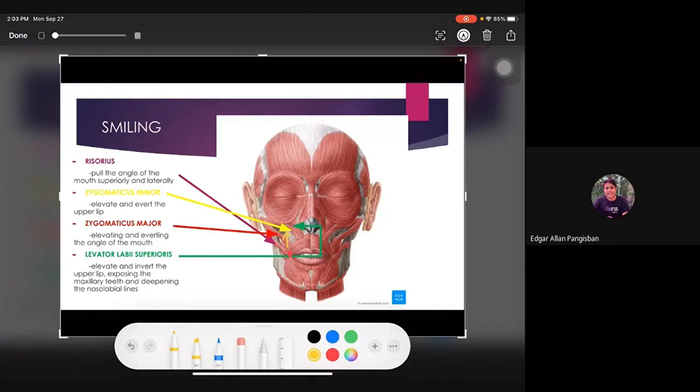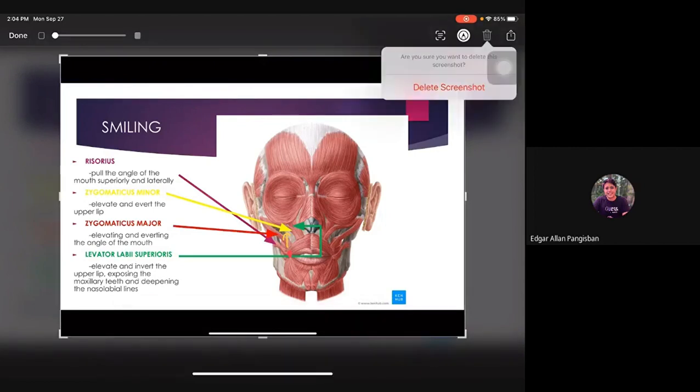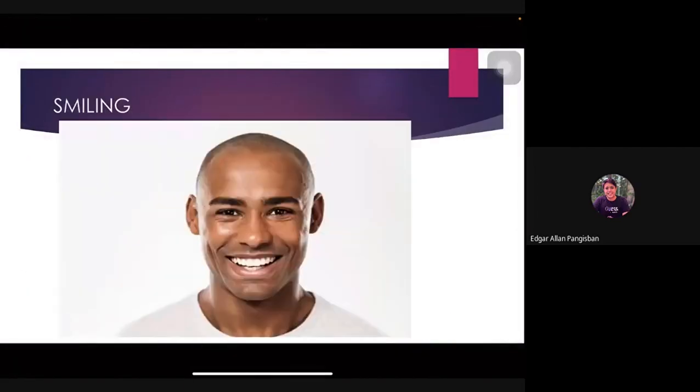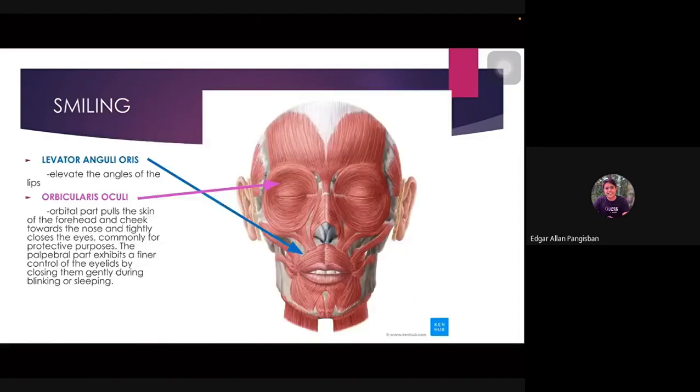Okay, we also have your levator labii superioris. Okay, it would elevate also the upper lip, and it would invert the maxillary teeth. Invert the upper lip. So yung surface ng ating upper lip, papaloobin naman niya. The outer surface of the upper lip would be pulled towards the inner surface. Okay, papaloobin niya yung ating upper lip. Okay, exposing the maxillary teeth and deepening the nasolabial line. Okay, yun yung action nating levator labii superioris. What's the nasolabial line? Okay, so punta natin yan mamaya.